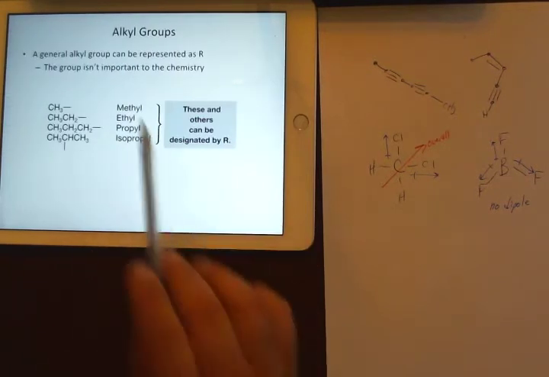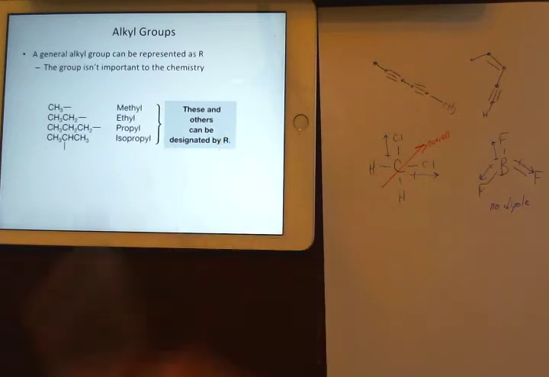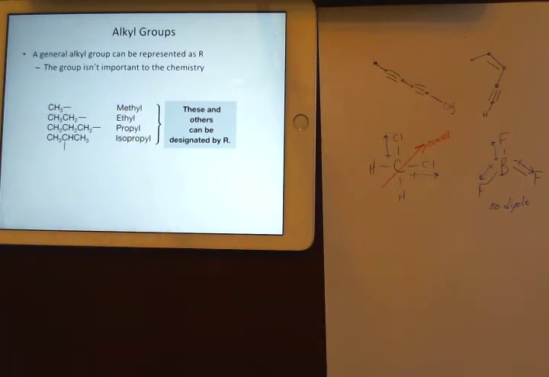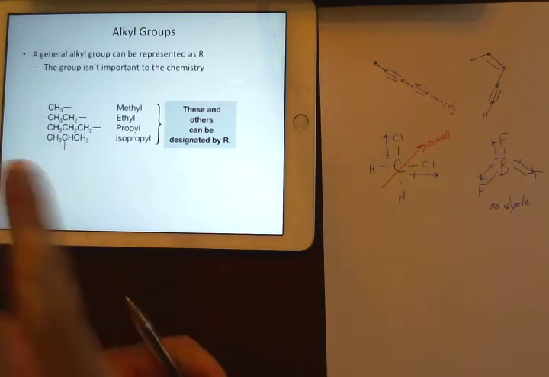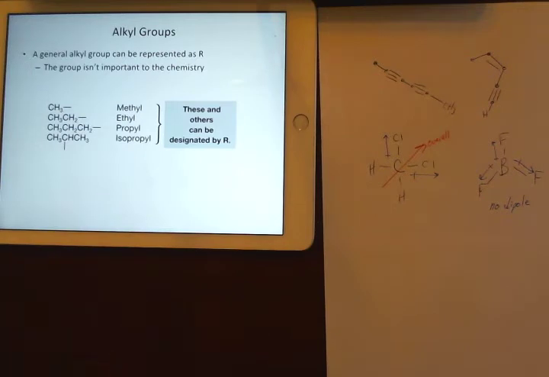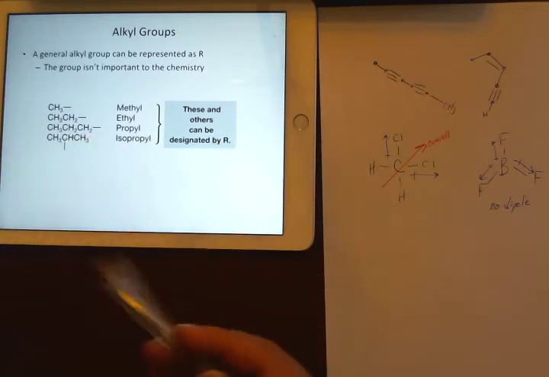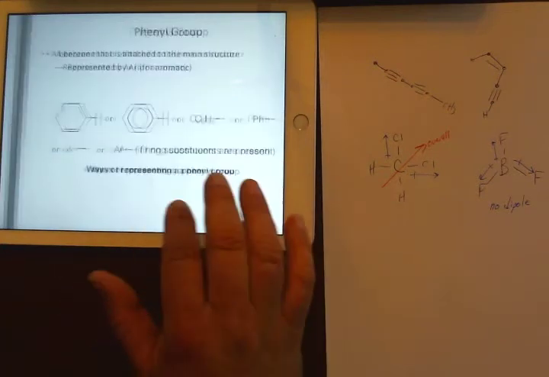Okay, so sometimes you'll see this designated as an R if it just means any sort of alkyl group. It doesn't matter if it's methyl, ethyl, propyl, isopropyl, hexyl, cyclohexyl, whatever. If it can be anyone, basically that end of the molecule does not matter. It can be anything you want. I usually don't write that, but sometimes I will. It does pop up from time to time.